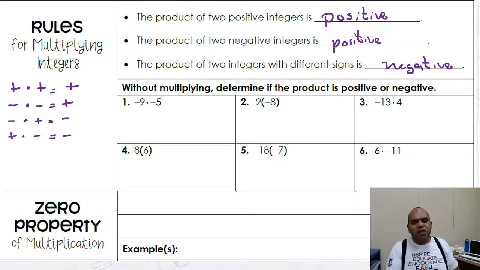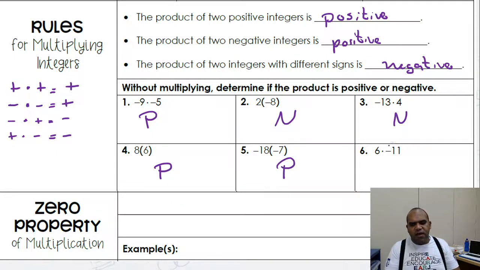Right now, guys, without multiplying, determine if the product is positive or negative. Remember, negative times negative is positive. Positive times negative is negative. Negative times positive is negative. Positive times positive is positive. Negative times negative is positive. And positive times negative is negative.